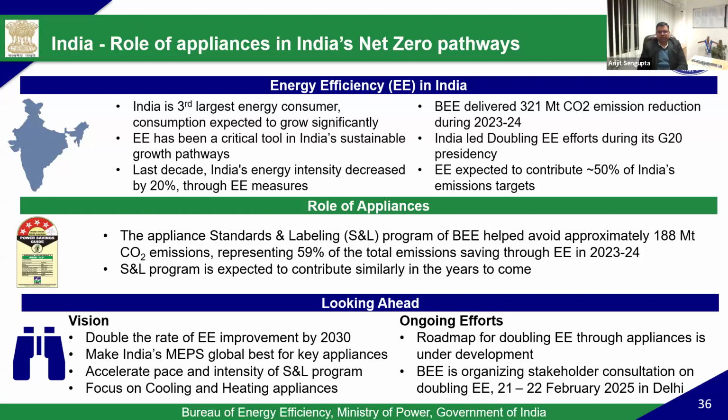And besides that, we are also preparing a roadmap for doubling the energy efficiency through appliances by 2030. Because of the kind of impact that the appliance labeling program has given us, we feel that it is a crucial sector and it is going to contribute hugely in India's pathway towards doubling energy efficiency.